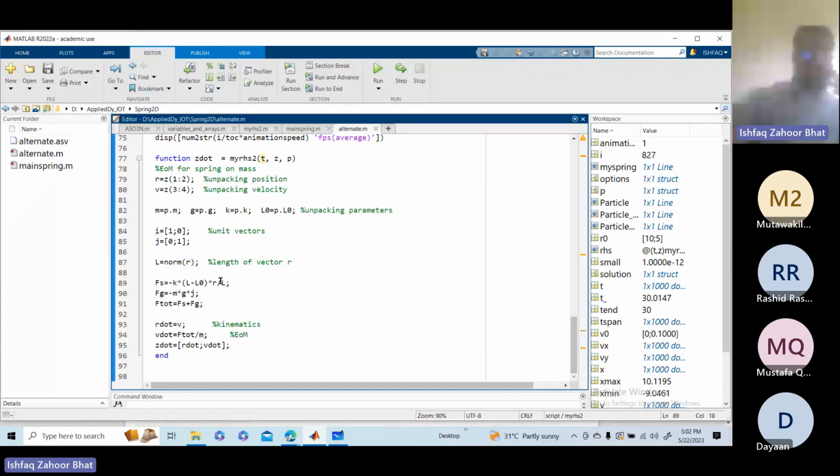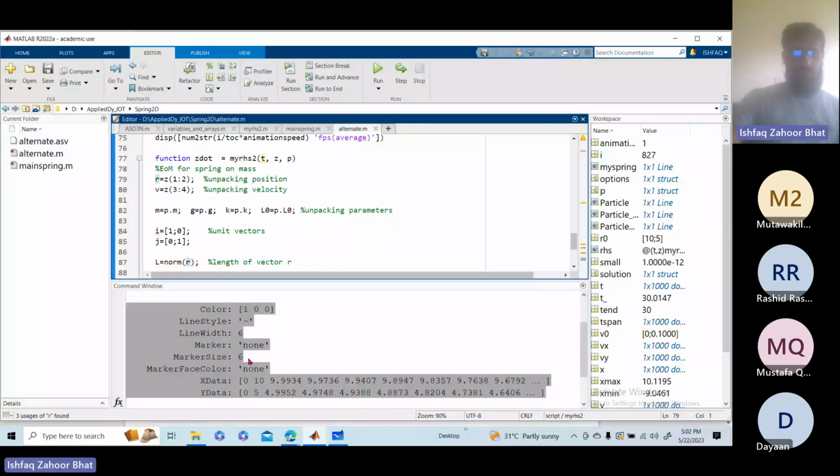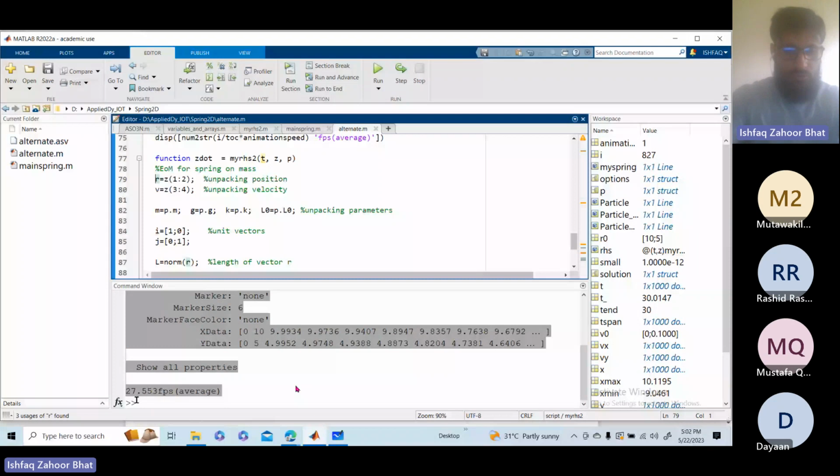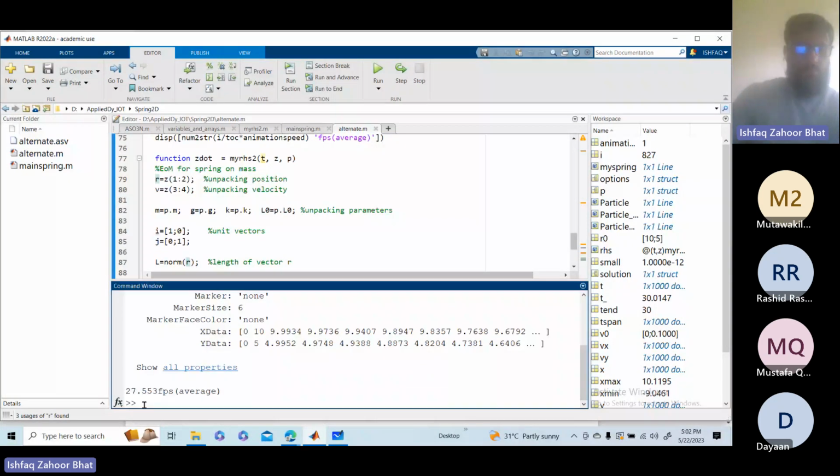Okay, so basically till now MATLAB doesn't know what R is. L, it knows it is the norm of R, but R, it doesn't know what it is. So we are defining R here. So what is R? Okay, let me do something here in order to make it clear. So let's use clc and enter.